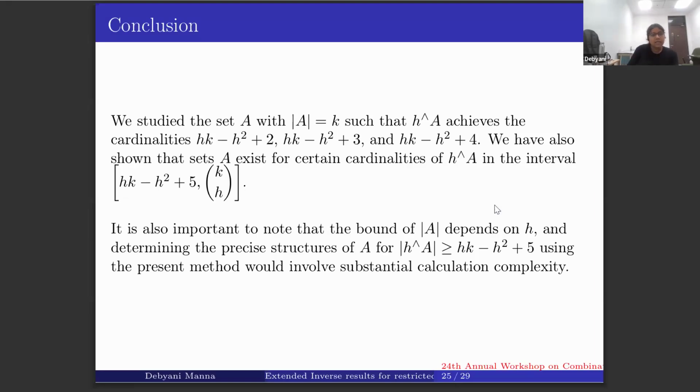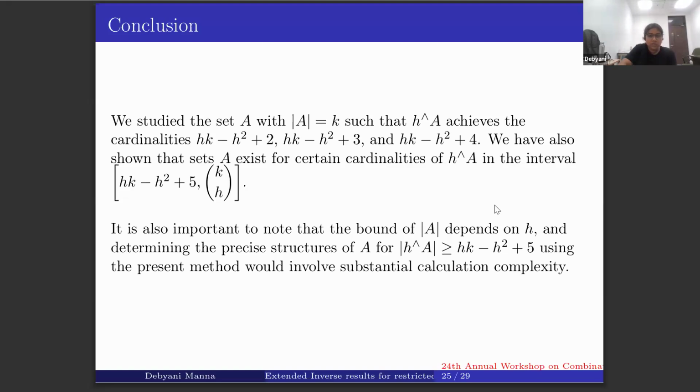As a conclusion, we can say that if we take the cardinality of A equal to k, where h cap A achieves, we have basically studied when h cap A achieves the cardinalities hk minus h square plus 2, plus 3 and plus 4. In this calculation, I have not shown that one can see that there exists a set A for certain cardinalities of h cap A in this interval, because the cardinalities of h cap A can exist in this interval. So there exist certain sets for that.